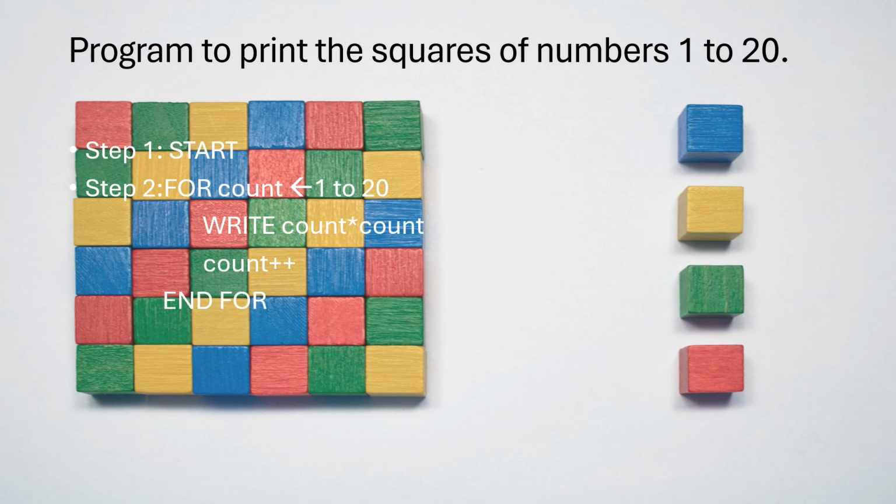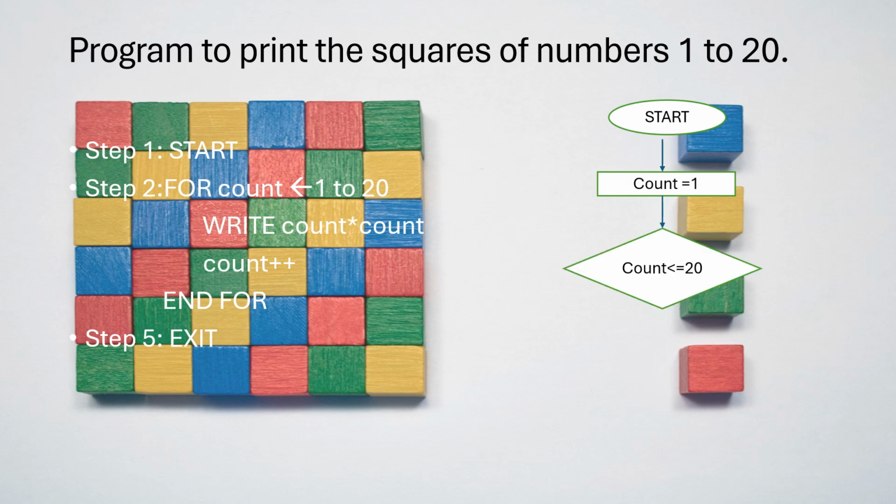As soon as the value 20 is reached, it will look for the end for, and as soon as it finds end for, it will exit the loop, and hence will move on to the next step, which is step 3, exit. Talking about the flowchart, it starts off with the start in the oval, then the initialization of the variable count, which is done in a rectangle since you are setting the value of the count equal to 1.